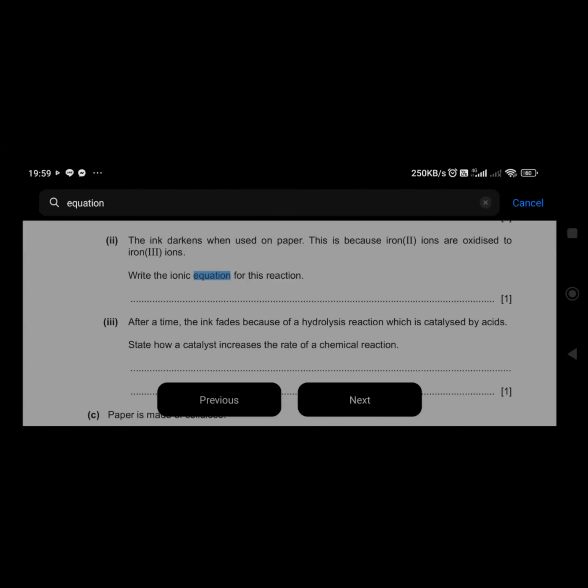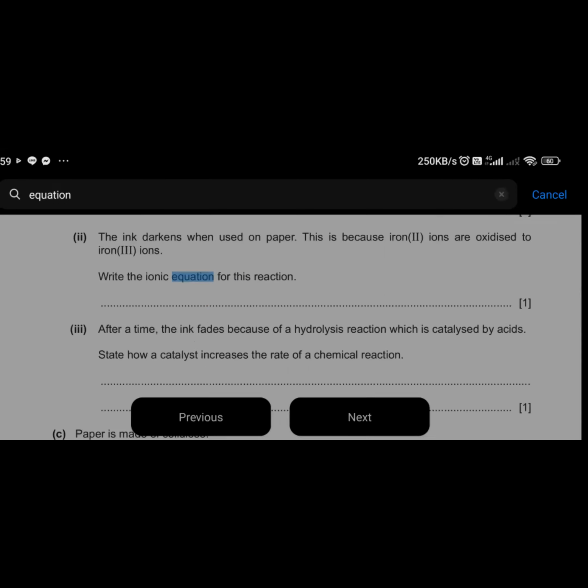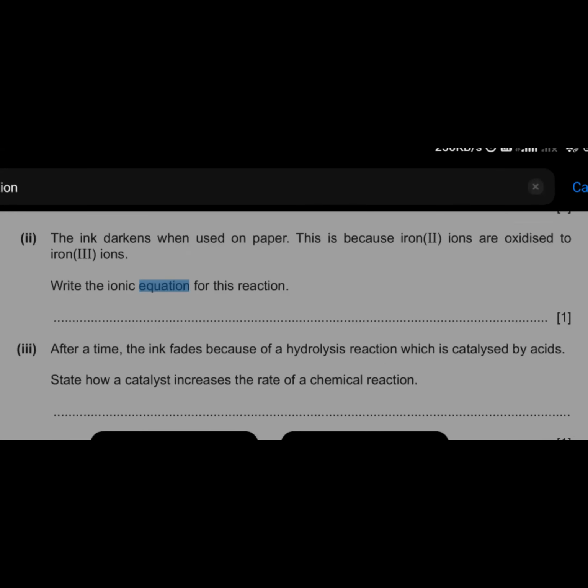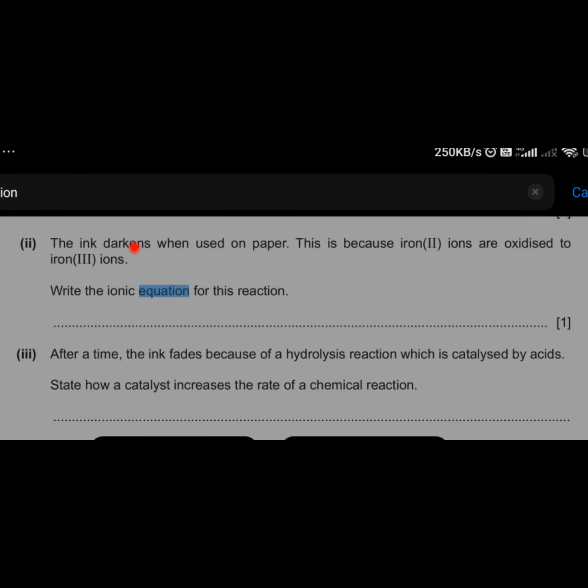Okay, next one. Now we are coming to ionic, isn't it? Finally. It's the first one, right? You think it is. It's not that difficult. Let's see. Oh, they're asking you to write the ionic equation. The ink darkens when used on paper.